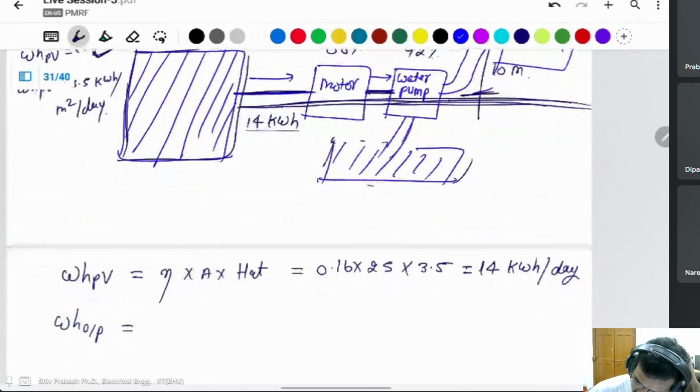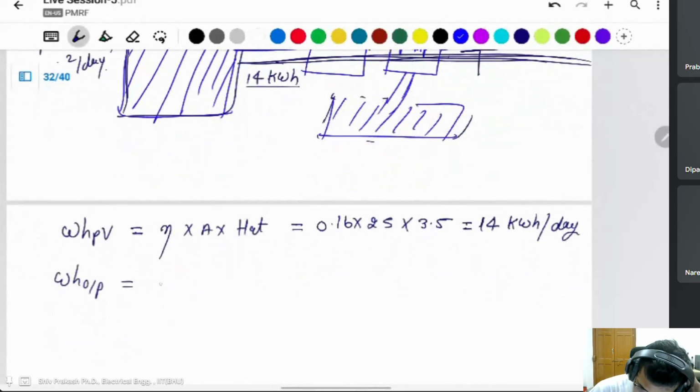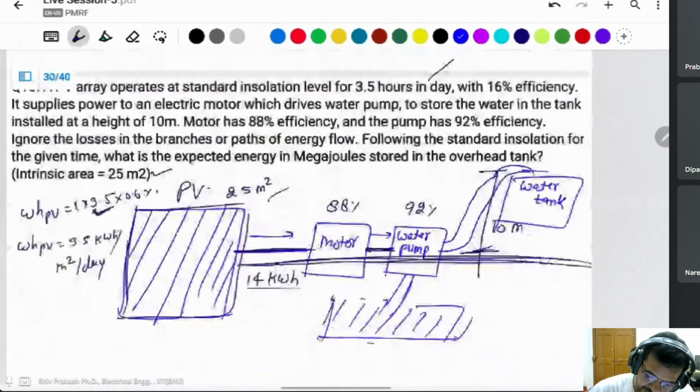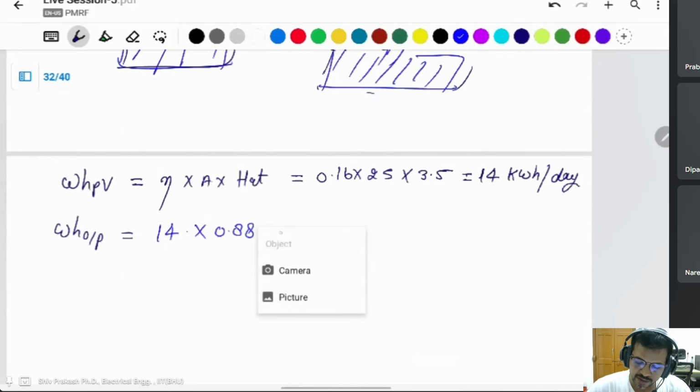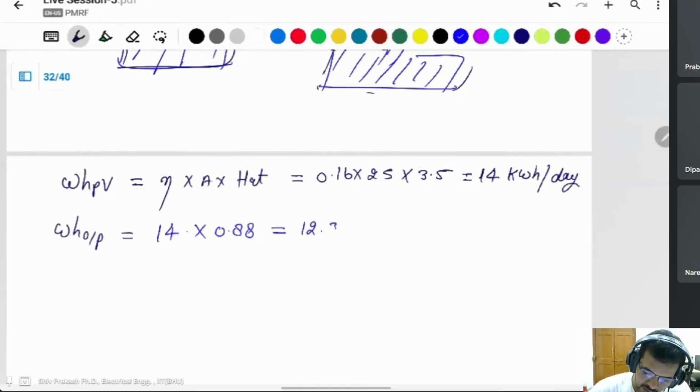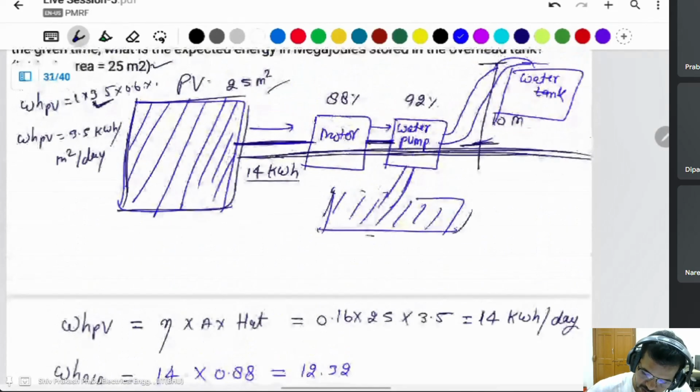output energy? It means 14 kilowatt hour into efficiency. Efficiency is 88% only, then 0.88. 14 into 0.88 is 12.32, the output of a motor. Taken as the output of a motor. This will be 12.32.